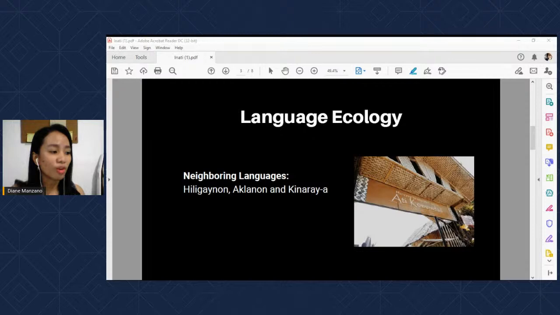Moreover, several fluent speakers of Inate are aged 35 and above. The youngest speaker I talked to is 20 years old, and she is studying in college. Now, she only speaks Inate to her parents, and her younger siblings only know how to speak Aklanon. She says, admittedly, that she is more knowledgeable in Aklanon, even though she speaks Inate to her parents at home.